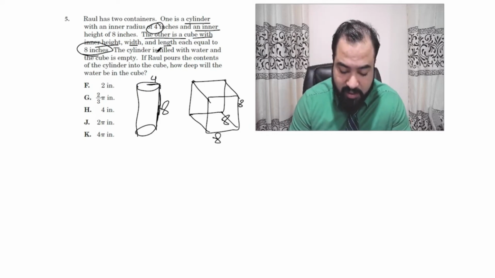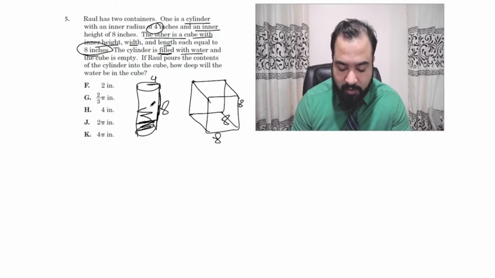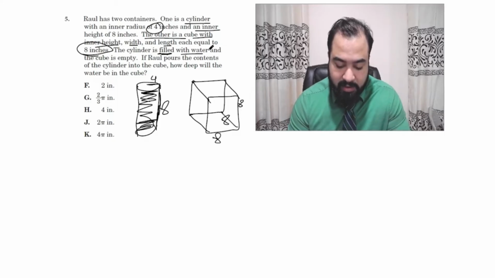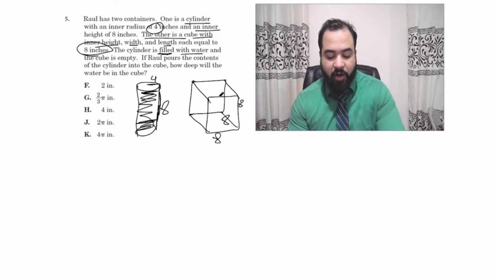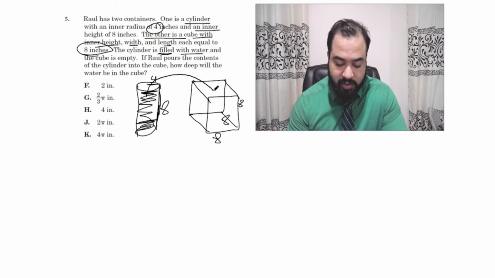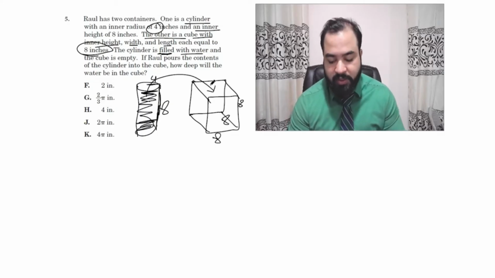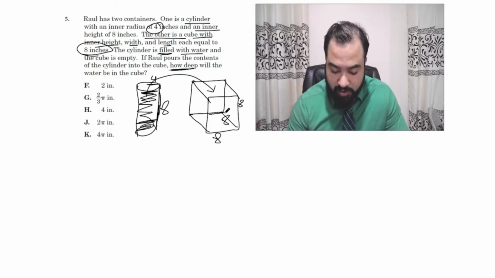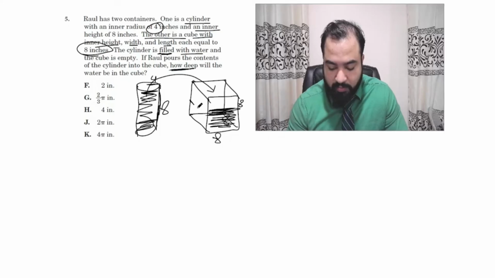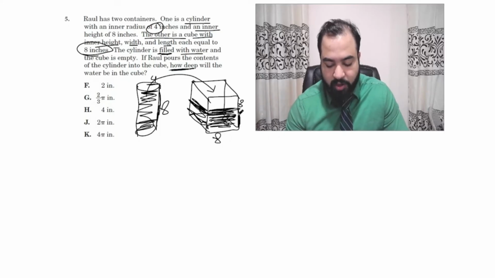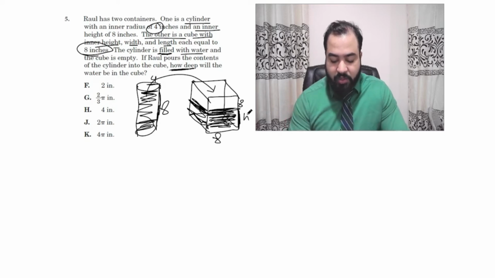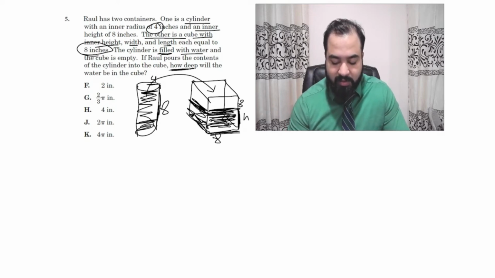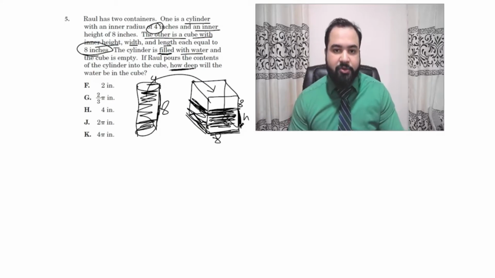Now, the cylinder is completely filled with water, and the cube is empty. If Raul pours the contents of the cylinder into the cube, how deep will the water be in the cube? So water gets inside of the cube, partially filling it. We want to know the height of this water, meaning how deep the water is. The length and width stay the same, 8 by 8, but the height of the water is unknown. So first let's find the volume of the water.